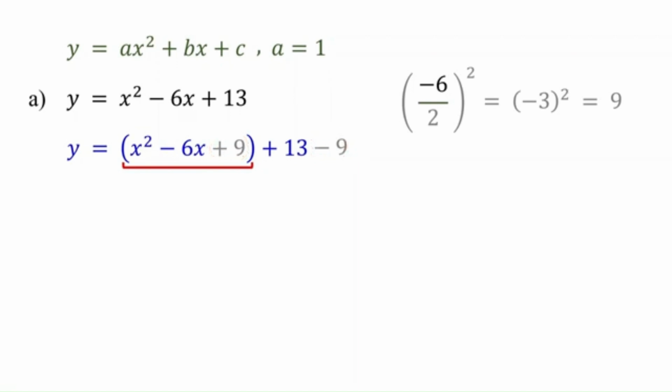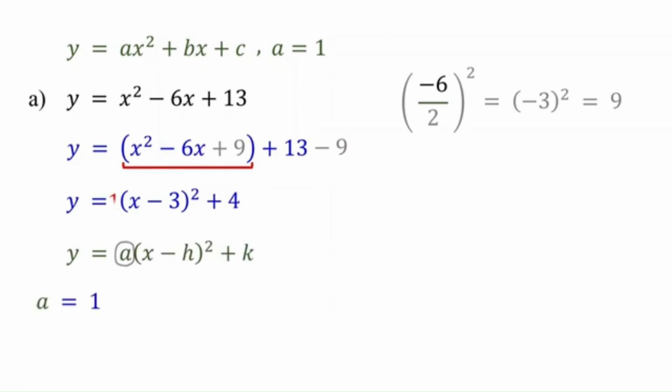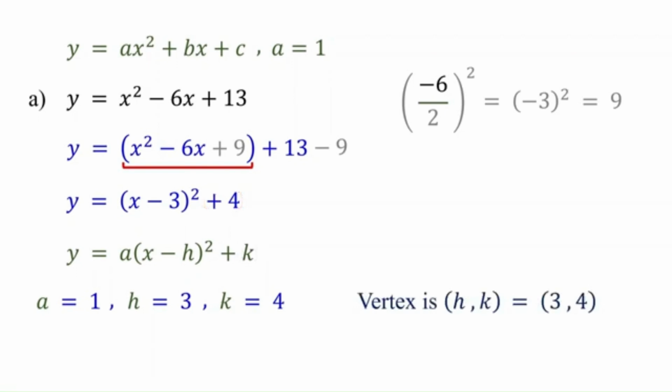The next step is to rewrite the perfect square trinomial as a binomial square, which will be x minus 3 squared. The number in the binomial always corresponds to half of the coefficient of the x term in the perfect square trinomial, which in this case is -3. 13 minus 9 equals 4. This is now in vertex form, where a equals 1. h is the opposite of the number inside the parentheses, and k equals the constant term. From this, we can tell that the vertex is the point 3, 4.